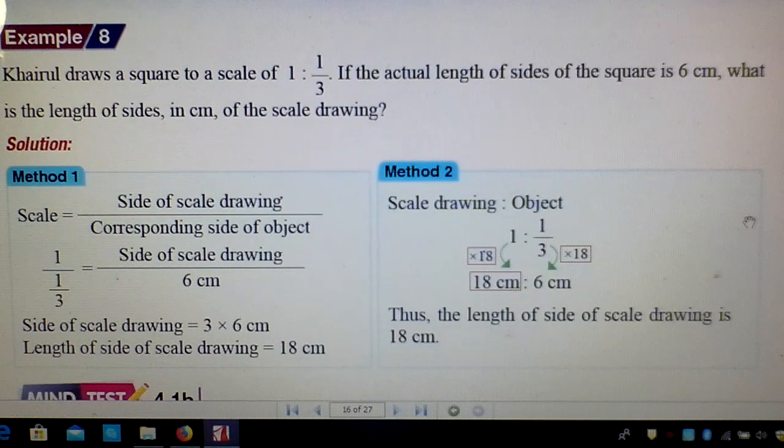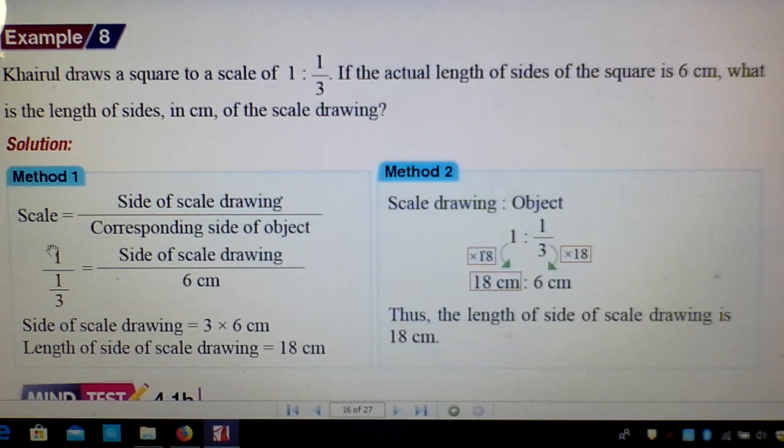Okay, example 8. Cairo draws a square to scale 1 to 1 over 3. If the actual length of the side of the square is 6 cm, what is the length of the side in centimeter of the scale drawing? Okay, use the formula of the scale drawing. Scale equals side of the scale drawing divided by corresponding side of the object. Drawing divided by object.